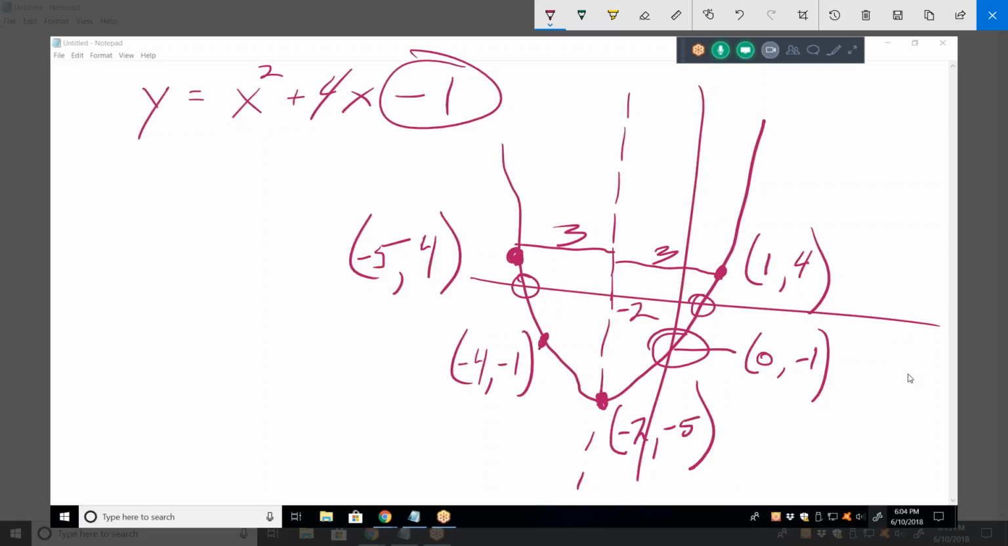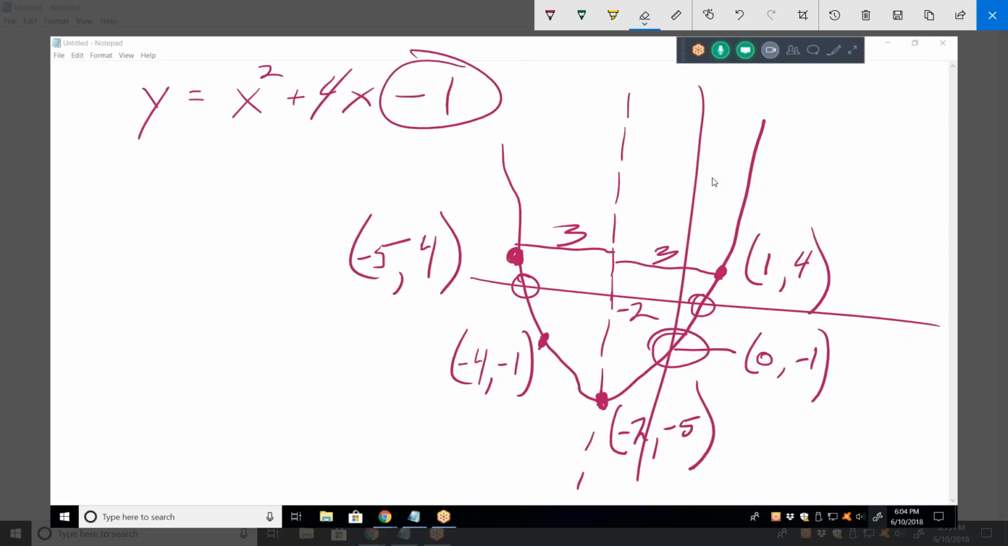Yeah, it's always good when you're graphing a parabola, especially one like this that doesn't factor nicely, to always draw your line of symmetry in there, because that helps put your other points on there. Because it is symmetrical about the line of symmetry. It is not symmetrical about the y-axis. It's only symmetrical about the line of symmetry. All right. Gotcha.